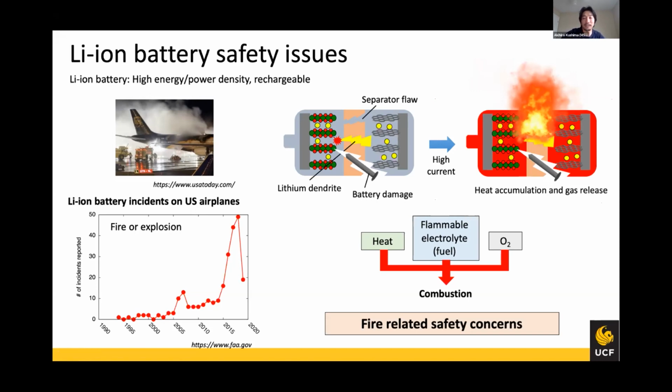And this short circuit can cause a high current that can lead to very high heat. Also this heat can cause the emission of oxygen from the cathode transition metal oxide. So in the lithium-ion battery you have the heat, the flammable electrolyte as a fuel, and oxygen coming out from the cathode, so you can easily expect combustion or explosion. So there are lots of fire-related concerns in current lithium-ion batteries.